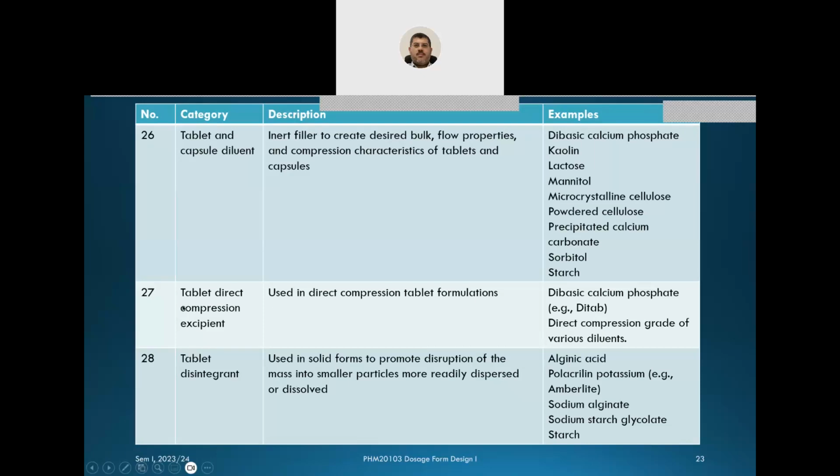Some of the materials used are direct compression grade. From these fillers themselves, like dibasic calcium phosphate or lactose, they come in different grades. They may come as fine powder or as coarse particles. If it is coarse particles, then it is direct compression grade, like dibasic calcium phosphate direct compression grade or direct compression grade of lactose. The difference between direct compression grade and normal grade is the particle size. They are usually coarse, so they have a good flow.